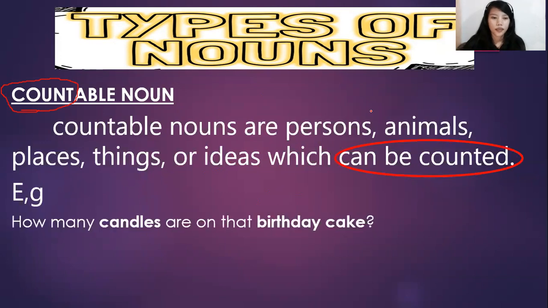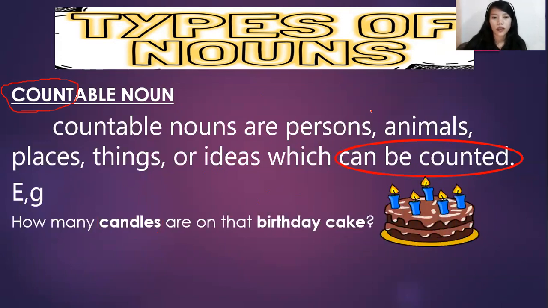For example, how many candles are on that birthday cake? The countable noun in this sentence is candles. Why candles? Because we can count candles. Here we have 5 candles. Also, the countable noun in this sentence is birthday cake. Why? Because we can count a birthday cake or a cake. In the given example, we only have one cake. Therefore, if we can count these examples, it is what we call a countable noun.